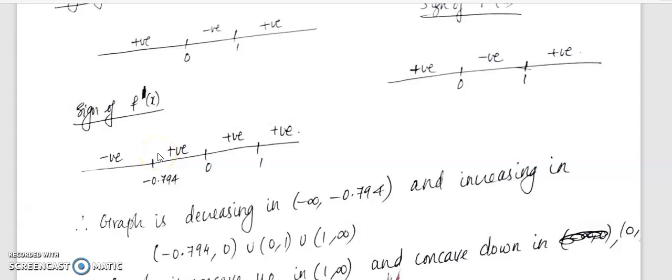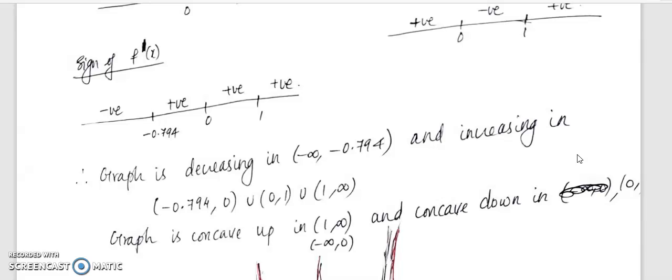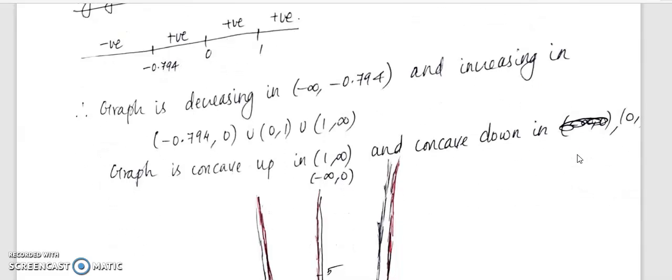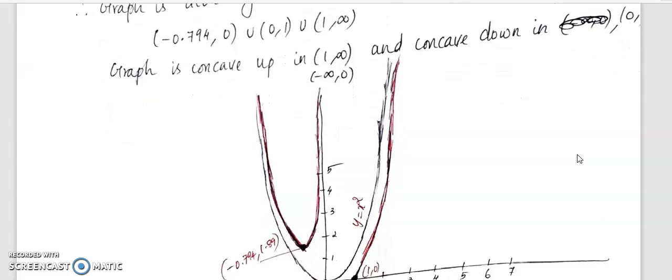So from the sign of f dash of x, the graph will be decreasing in the interval minus infinity to minus 0.794 and increasing in the interval minus 0.794 to 0, then 0 to 1 and 1 to infinity. അതുപോലെ concavity minus infinity to 0 വരെ concave up ആയിരിക്കും, then 0 to 1 it will be concave down, and again 1 to infinity the graph is going to be concave up. So now we will sketch the graph.